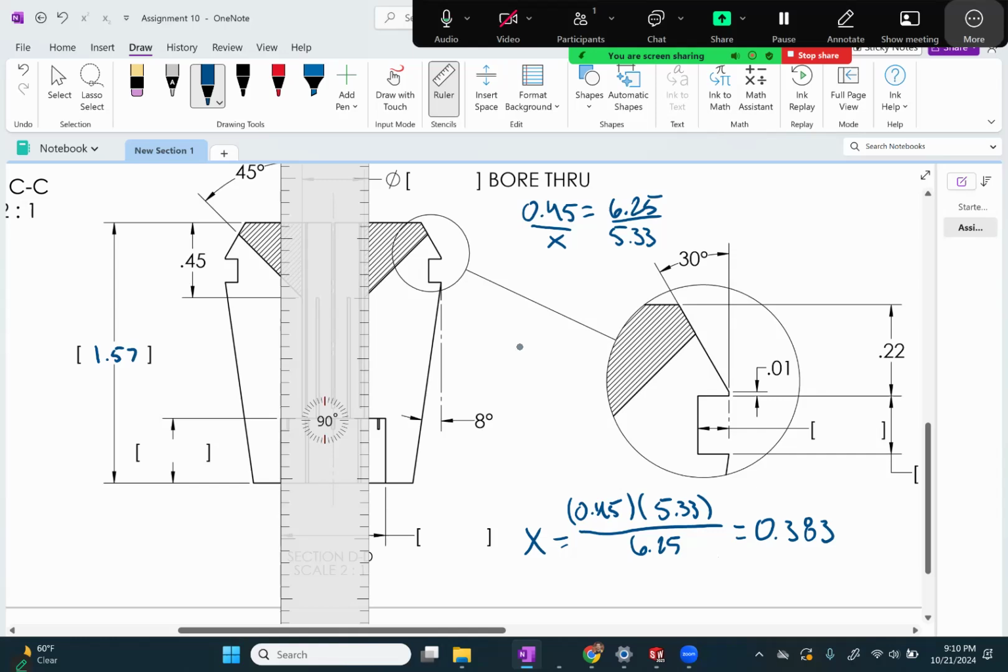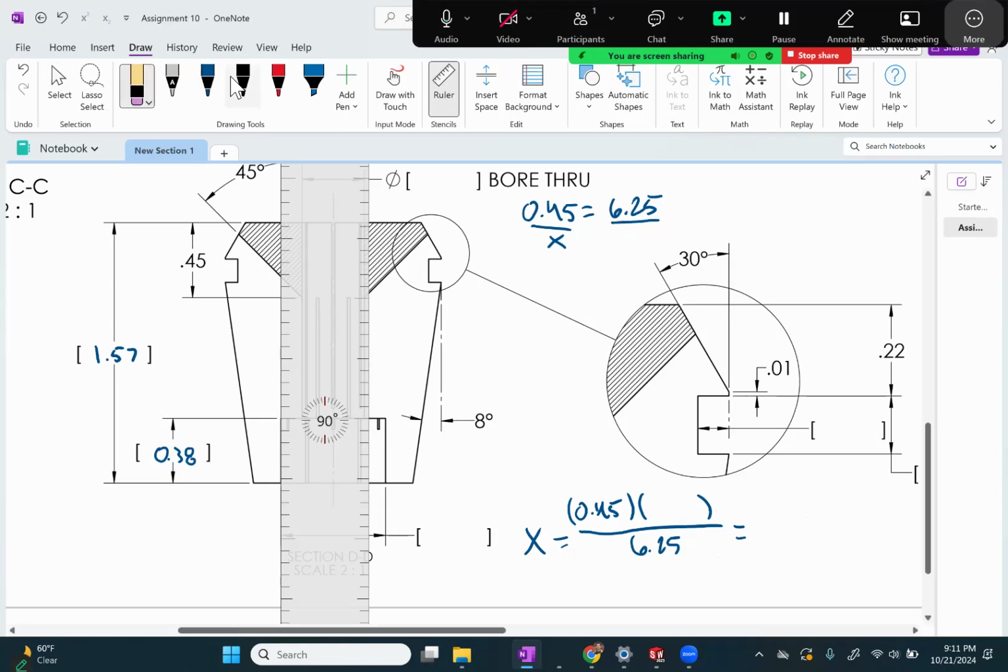Rounding this number, it is 0.38 for this dimension. If you have noticed, the only value that is changing is this value here. So that's all I will delete or erase, along with the final number.